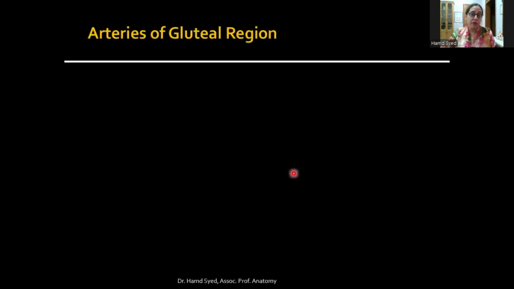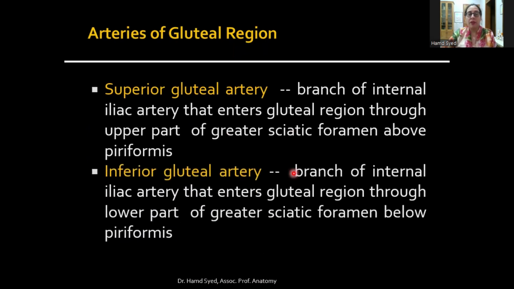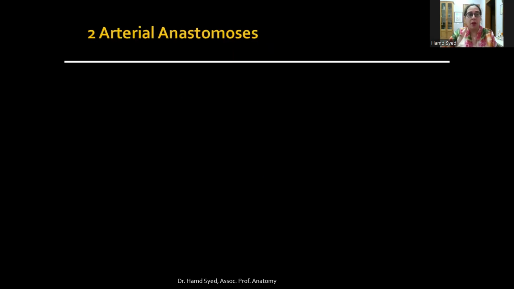Okay, so now let's come to the vessels, the arteries of the gluteal region. These are the superior and inferior gluteal arteries. The superior gluteal artery is a branch of the internal iliac artery. It enters the gluteal region through the upper part of the greater sciatic foramen above the piriformis. And the inferior gluteal artery is a branch of the internal iliac artery that enters the gluteal region through the lower part of the greater sciatic foramen below the piriformis.